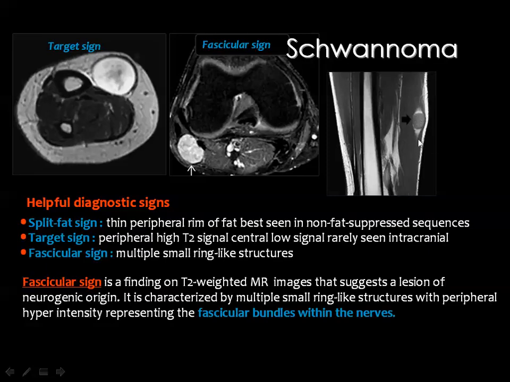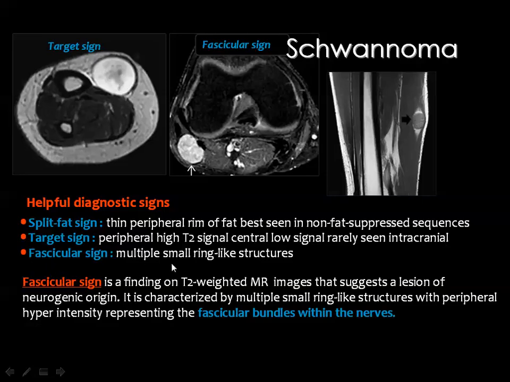And this sign indicates that this is a benign lesion with no infiltrative characters, but it is not specific for the schwannoma or neurofibroma. Number two is the target sign, where you can see peripheral high signal intensity surrounding a dark signal intensity core. And this is well known for neurofibromas and can be seen also in schwannomas.